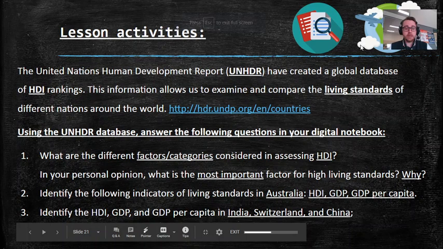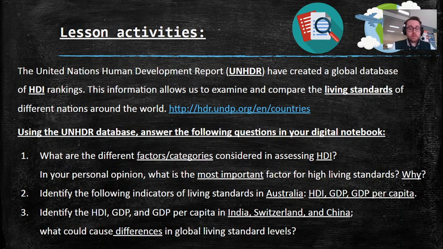So, using the list there, using the UNHDR database, answer the following questions in your digital notebook. This is all you're doing for the lesson, 3 little questions in your notebook, using your research skills on this website here. Question 1. What are the different factors and categories considered in assessing HDI?